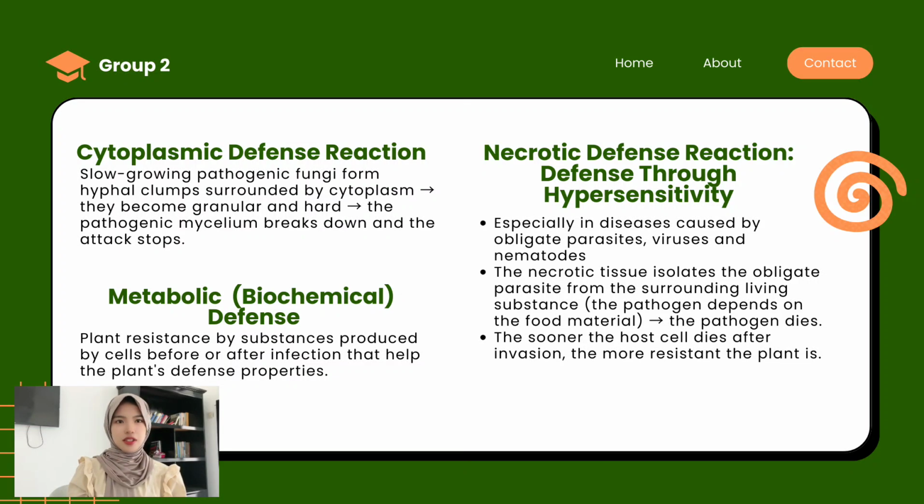Necrotic differentiation works through hypersensitivity, especially in disease caused by obligate parasites, viruses, and nematodes. The necrotic tissues isolate the obligate parasite from the surrounding living substance. The pathogen depends on the food materials. The pathogen dies. The sooner the host cell dies after infection, the more resistant the plant is.